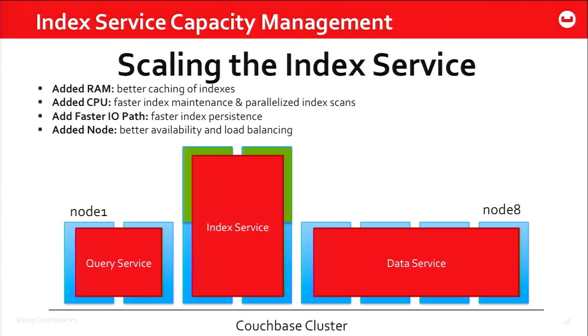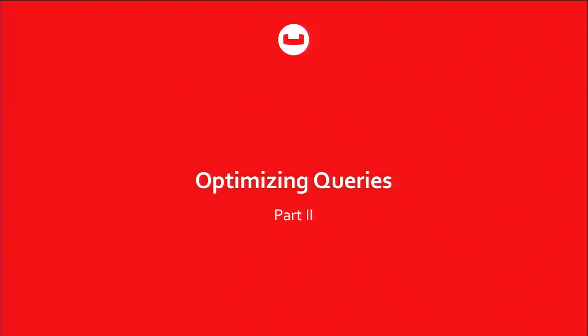You can also continue to add nodes, and that scale-out capability is always there. You can actually choose to scale out for availability, obviously, and for load balancing. That's important to maintain. So that was part one.